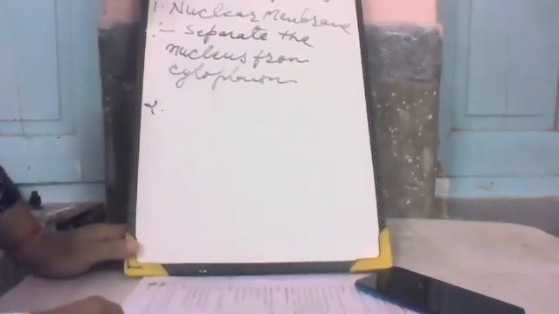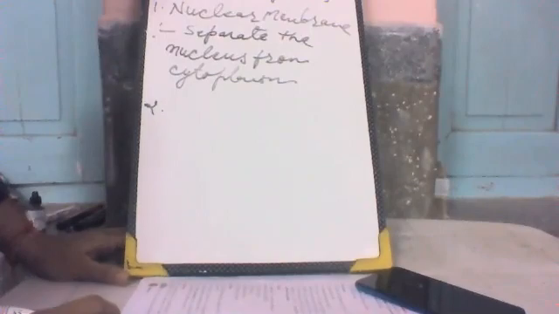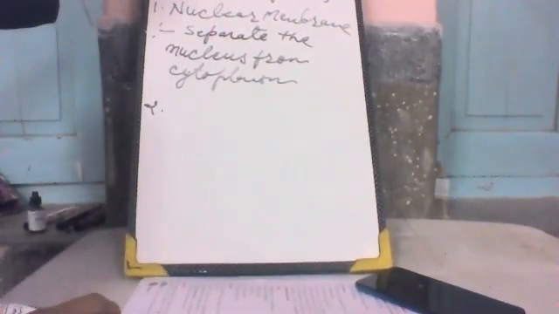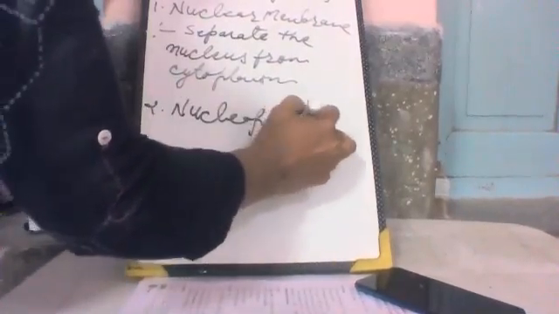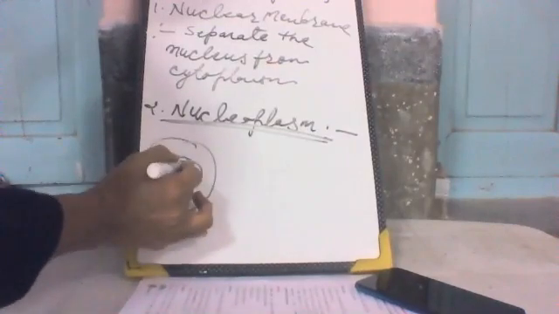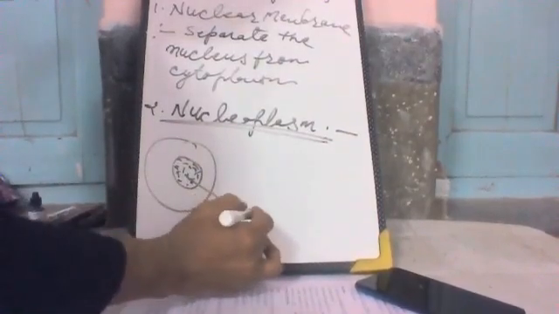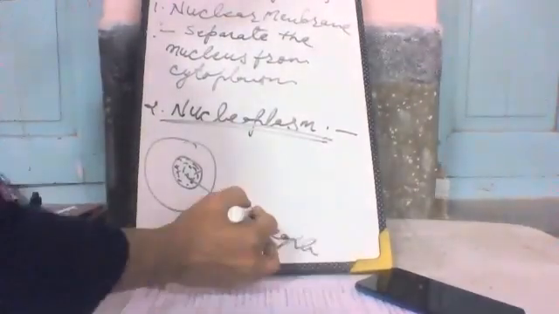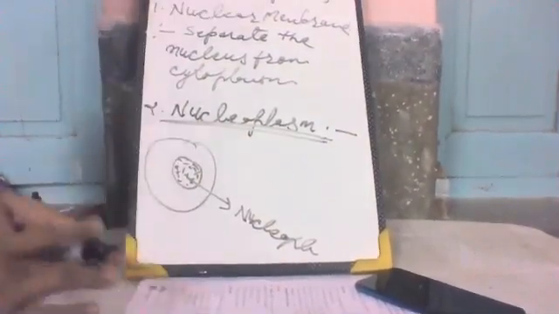The next part of the nucleus is nucleoplasm. The dense fluid inside the nucleus is called nucleoplasm. Here it's a cell, it's a nucleus, and there is a fluid present in this, and this fluid is known as nucleoplasm.